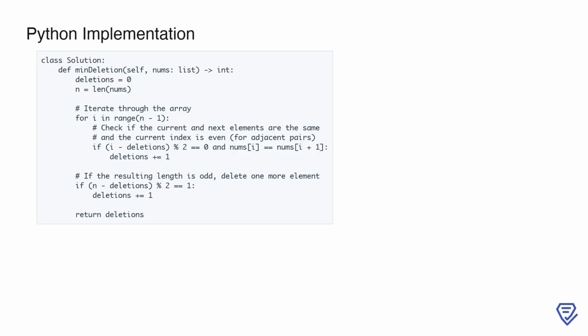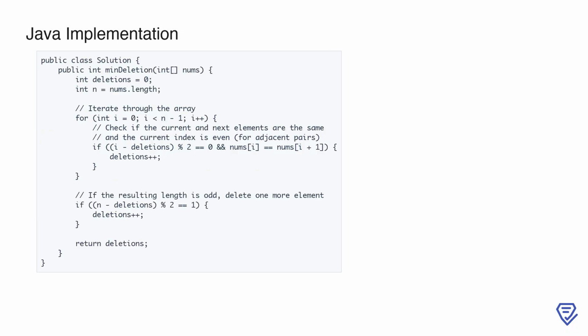4. Handle odd length. After the loop, if the remaining length of the array, i.e., n - deletions, is odd, we need to delete one more element to make it even. This is because a beautiful array must have an even length to form valid adjacent pairs. We increment deletions if this condition is met. 5. Return the result. Finally, we return the total number of deletions required, stored in the deletions variable. This solution ensures that we traverse the array only once, making it efficient with a time complexity of O(n). The space complexity is O(1), as we use only a constant amount of additional memory.